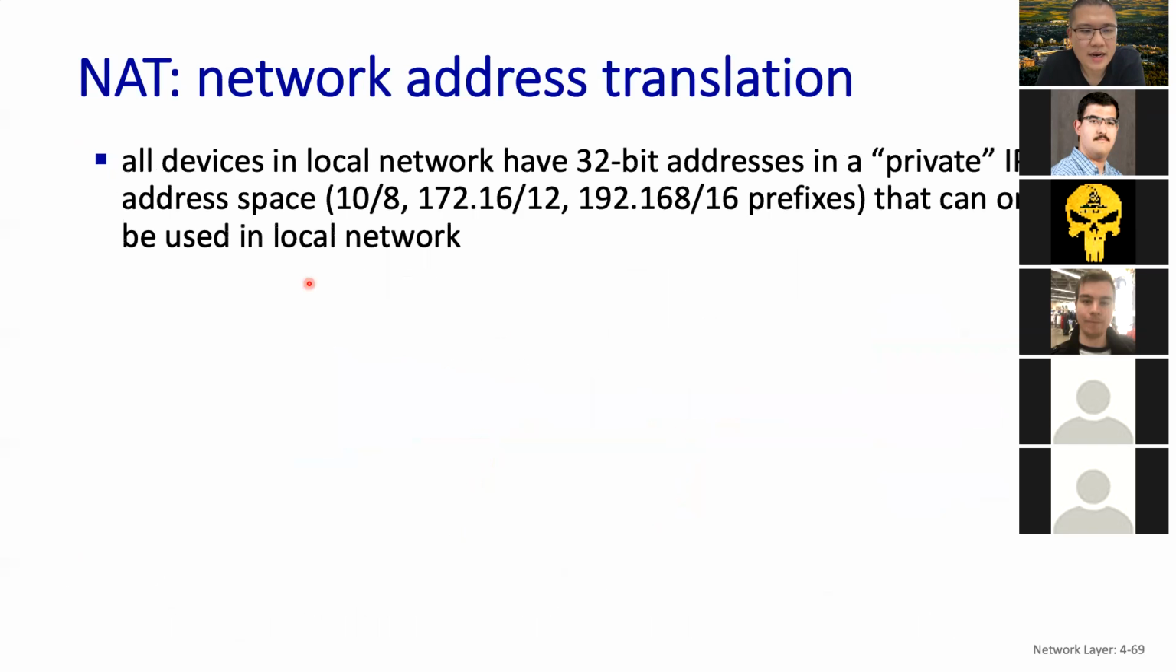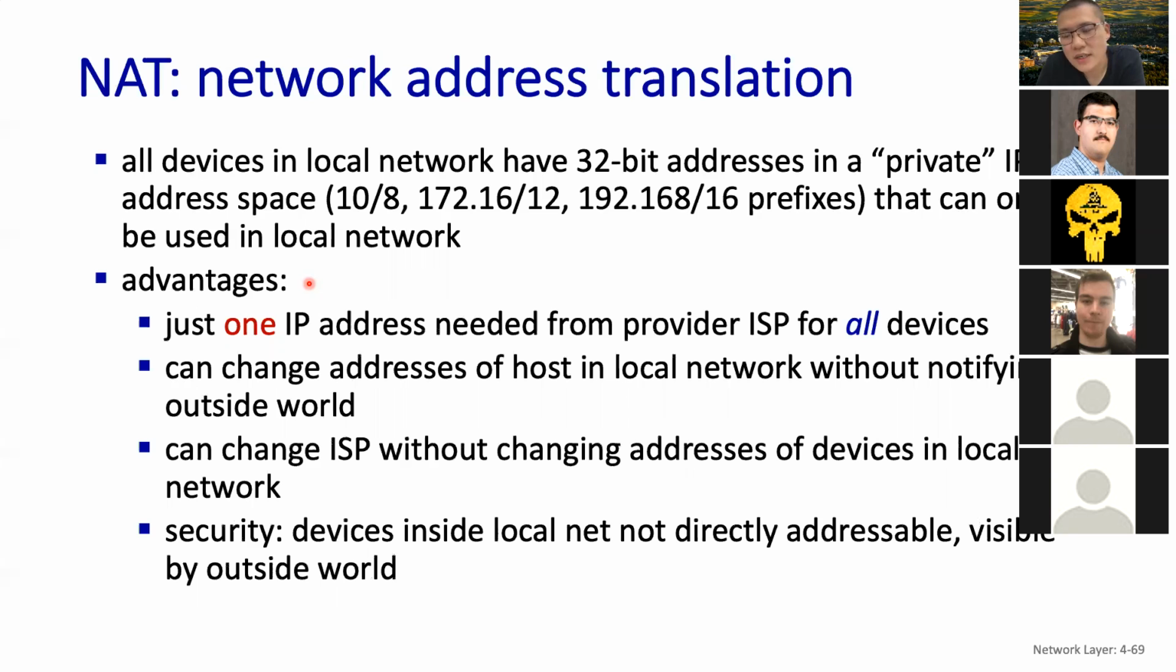The idea is that all devices in the local network have 32-bit addresses in a private IP address space. These are not publicly accessible, so only the local network knows them, and they have the same prefix. It can only be used in the local network. Once you need to go to the outside world, you need to convert or translate your local IP address to something the public world can know.